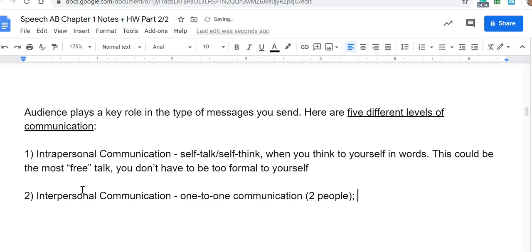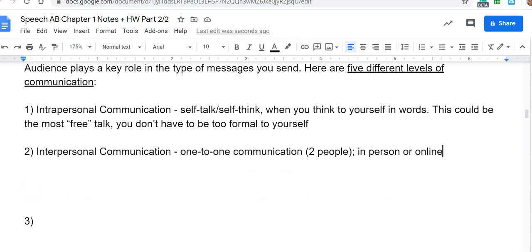And this book was written in 2001. When we do interpersonal communication now, in 2020, it could be in person or online. The book kind of fails to put this in. It could also be through text messaging, so that's also a form of communication. And if you're sending it to someone else, then that's going to be interpersonal. Okay, let's do number 3.